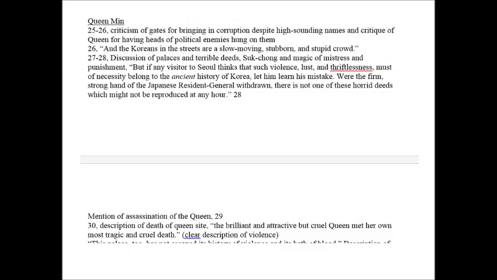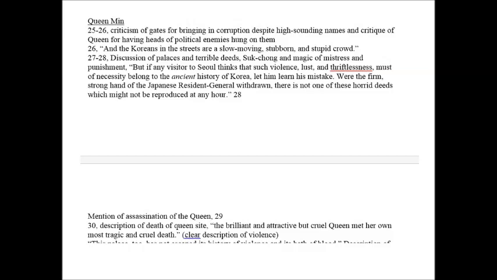There's this bit about the gates at the top that talks about how corruption comes in and how the Queen Min had the heads of her political enemies there. And then in the next section, it says that these terrible things in the past, they continue. That Koreans have acted badly in the past. This continues. There's all this violence, and then it talks about the murder and the assassination of the Queen. So it puts her into that context.